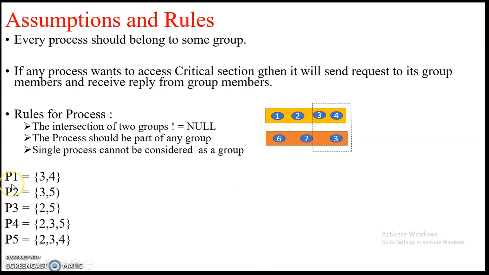So for example, if P1 is equal to the set of processes 3 and 4, it means that 3 and 4 is the quorum of P1. That means whenever P1 wants to enter into the critical section, it needs to seek permission from processes 3 and 4 only. Similarly, for P2, it needs to seek permission from 3 and 5. And likewise.